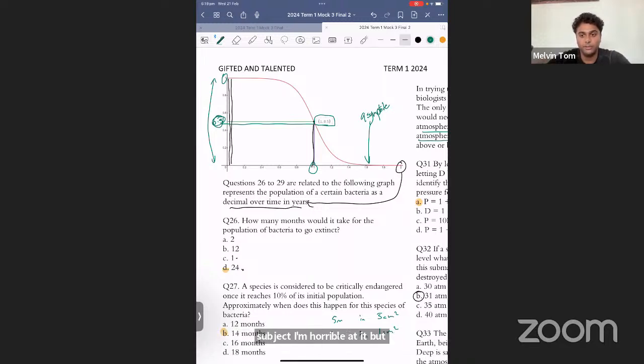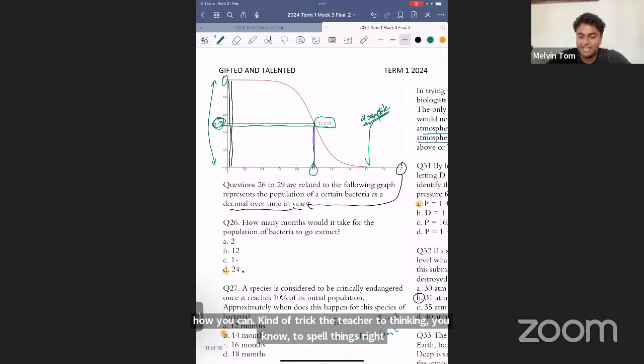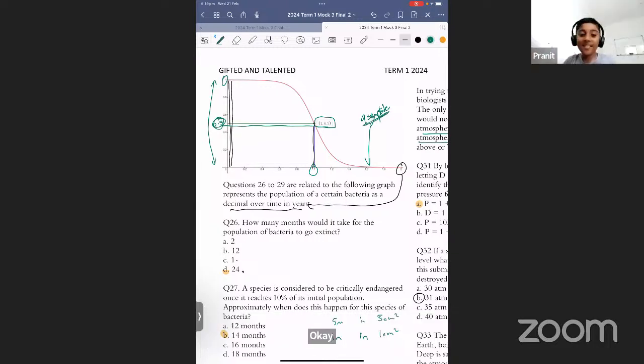By the way, for those of you who are like me and can't do spelling properly, do you want to know a tip on how you can trick the teacher into thinking you know how to spell things right? You just make it really nasty, and you hope that they think you spelled it correctly, because your handwriting's really bad.